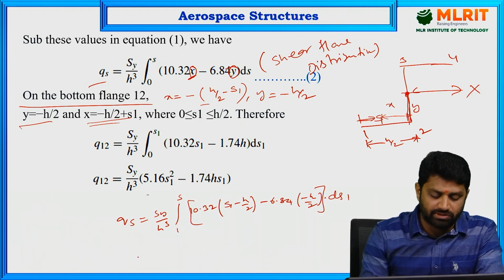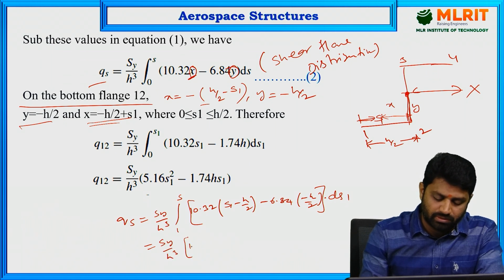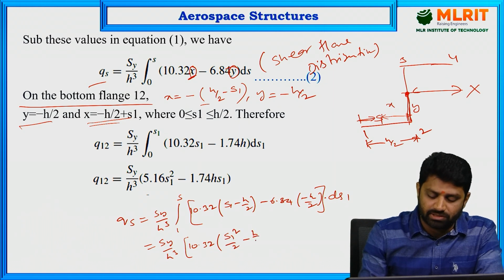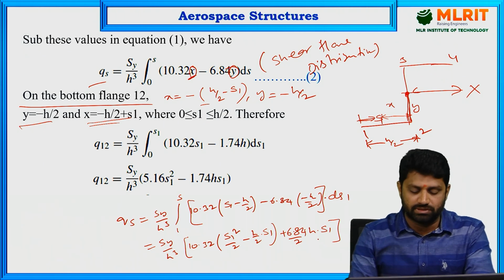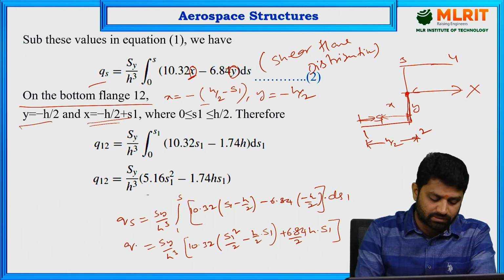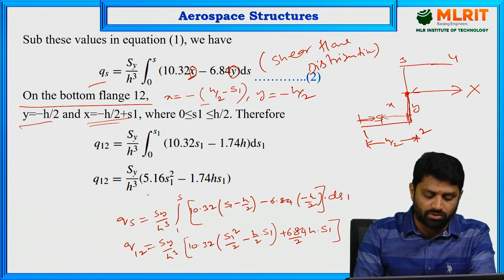Now after this you need to integrate. So sy by h cube, 10.32 into s1; integration becomes s1 square by 2, minus h by 2 integration, you are going to get h by 2 into s1 minus 6.84 by 2, or minus into minus you can write plus, and h also you can write, and ds1 becomes s1. So this is what you are going to get for q12 when you substitute 1 2.